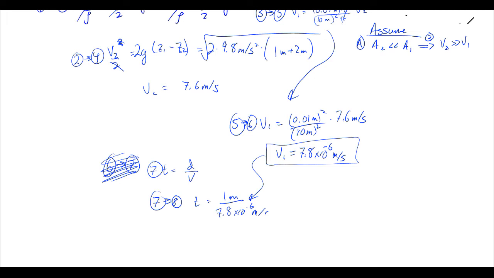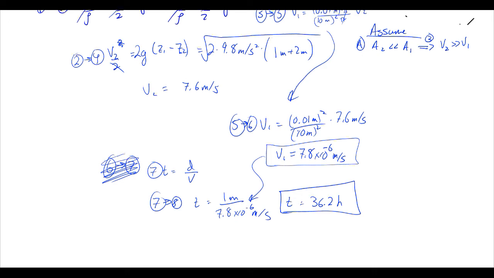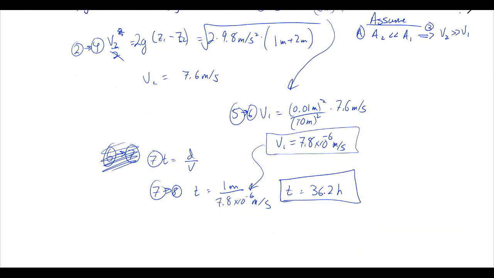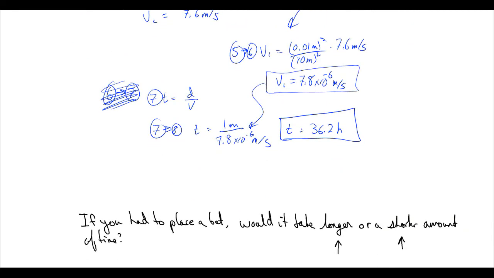Now, my question to you is, is this exactly the time that this pool is going to drain, right? Because remember, what models do is they predict the behavior of physical systems. So we're trying to predict how long it will take this pool to drain, and the model we've used is Bernoulli's, and we've made a few assumptions in addition to Bernoulli's, but those assumptions were pretty good. And the question is, basically, if you had to place a bet, would it take a longer or shorter amount of time for the pool to drain?